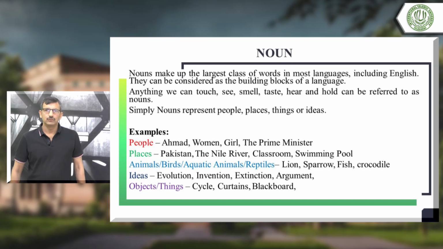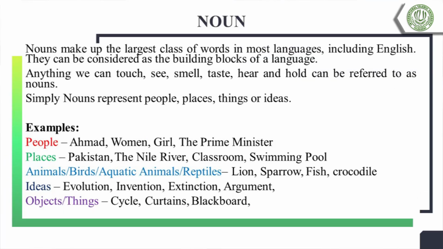The examples for nouns are, for people, Ahmed, Ali, Quaid-e-Azam Muhammad Ali Jinnah. For places, we may have examples like Pakistan, Islamabad, Karachi, the US, the UK, etc. For animals and reptiles, we may have examples such as lion, sparrow, cat, etc. For ideas, we have examples such as evolution, war, peace, happiness, etc.